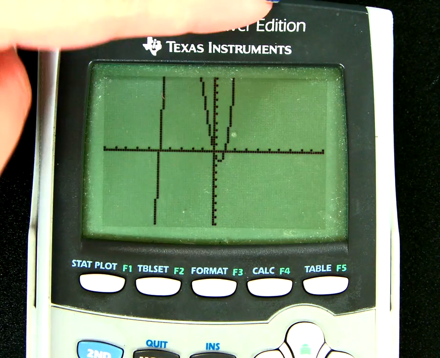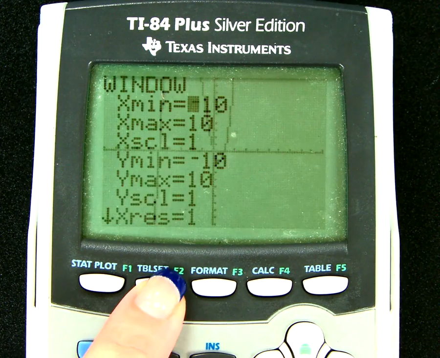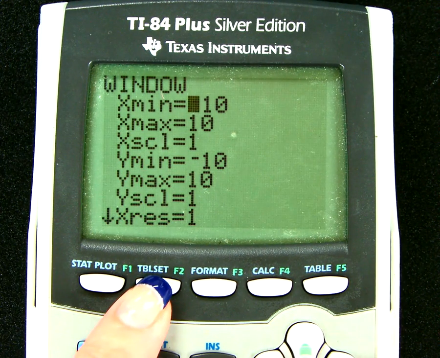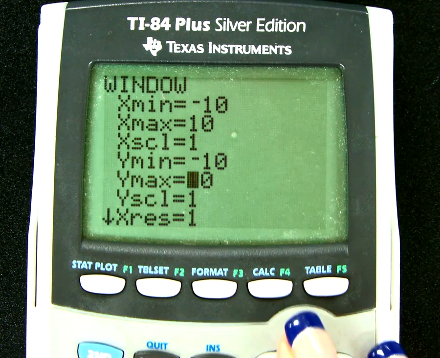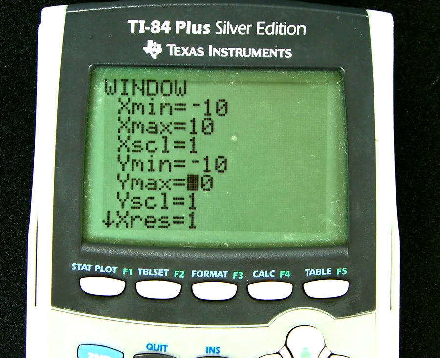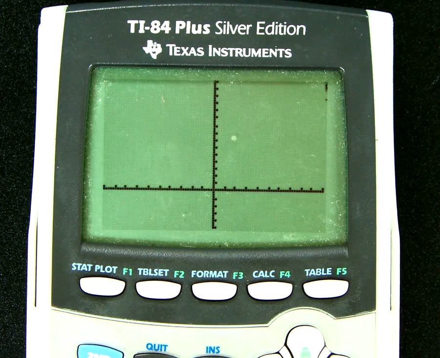All right, so I can't see my graph up here, so that means that I'm going to adjust my window. So we're going to press the window key. Since we can't see it at the top, that means that we need to change the y maximum to be something bigger. So I'm going to try 30, and I'm going to change the scale to be 2. And then I'm going to press the graph key.